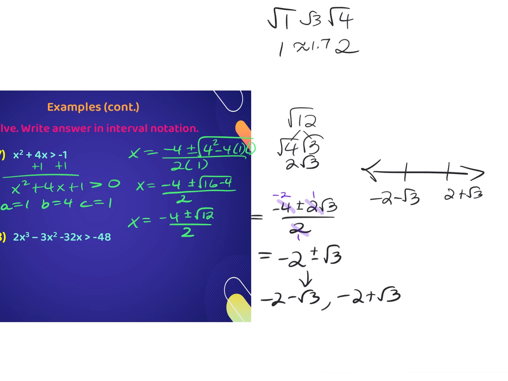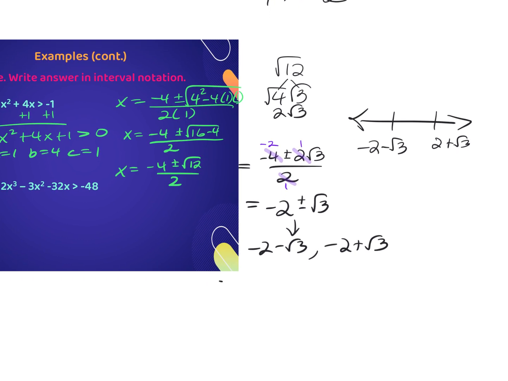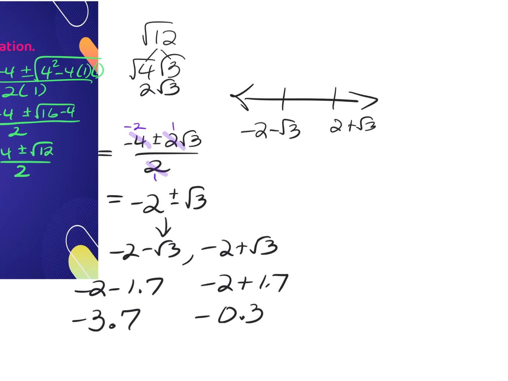So now what I'm going to do is figure out what -2 minus 1.7 is and -2 plus 1.7 is. This gives me -3.7, and this gives me -0.3. So again, you're approximating the location. So both of these are negative numbers. So this is my approximated value.